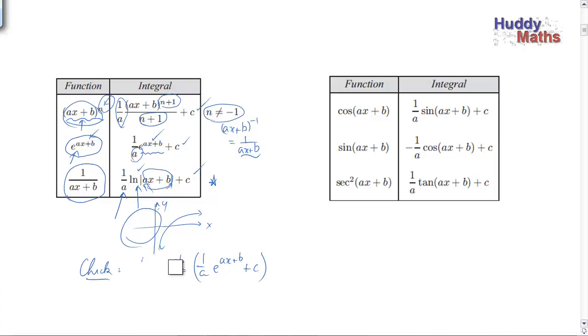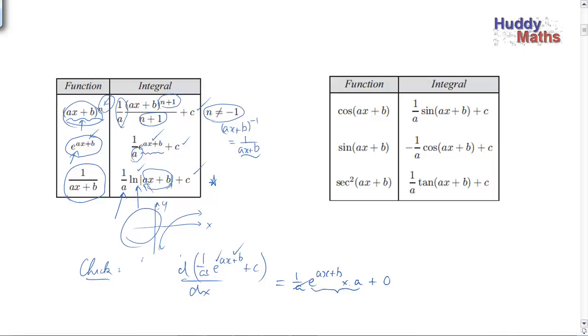Let's find the derivative of that and see if it does give us that e to the ax plus b back again. All right, so we've got the derivative of 1 on a, e to the ax plus b. The derivative of e is itself, and then times by a. So that's a chain of derivatives. Derivative of a constant is 0. Now we've just applied the chain rule because we realise there's a function of a function.